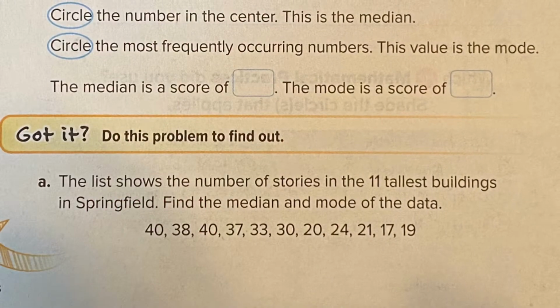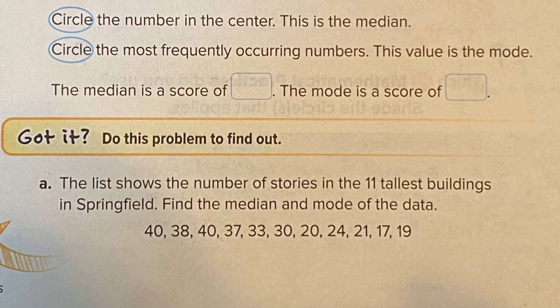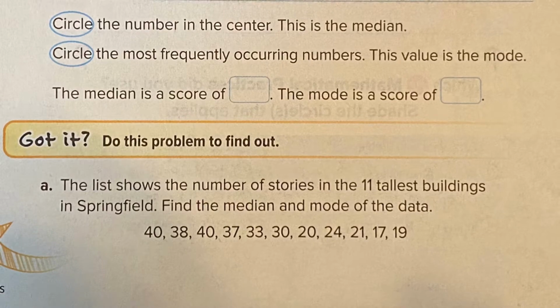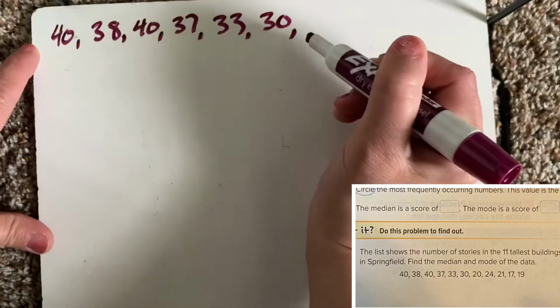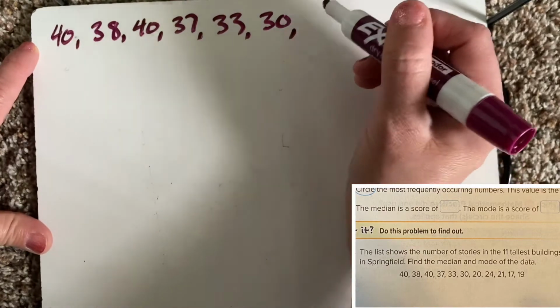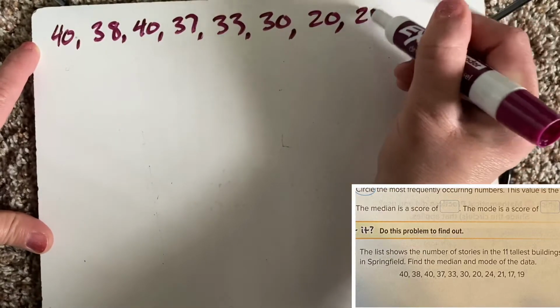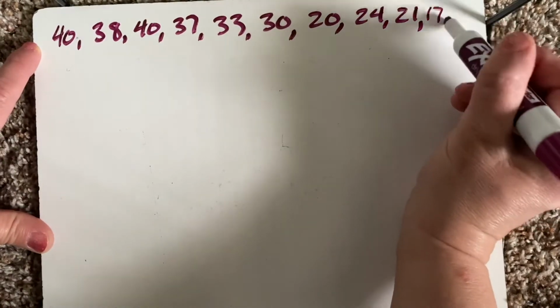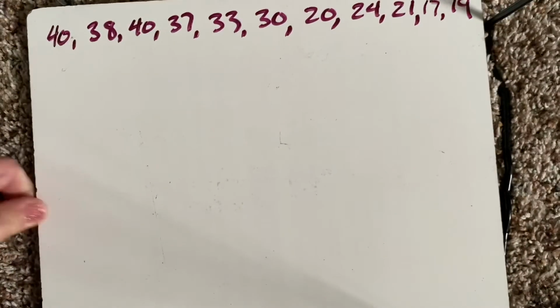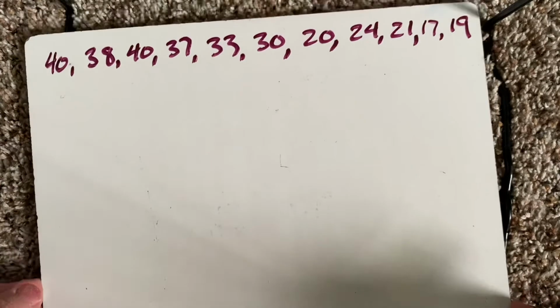All right, let's take a look at this Got It problem. The list shows the number of stories in the 11 tallest buildings in Springfield. So again, here I go, I'm going to list all my data points out, and then guess what I'm going to do? That's right, I'm going to list them in order from least to greatest.